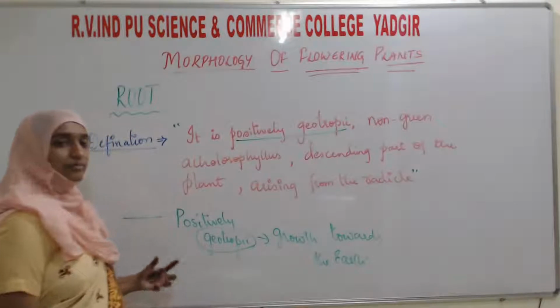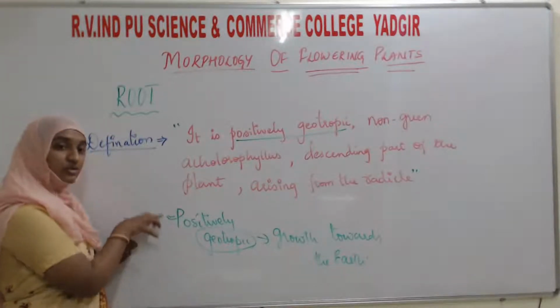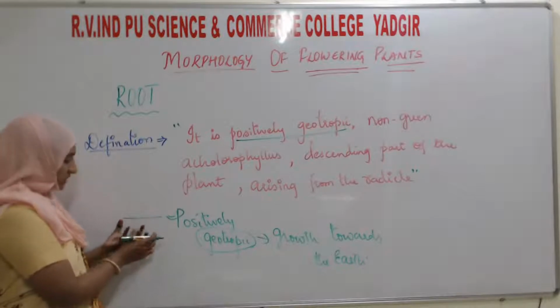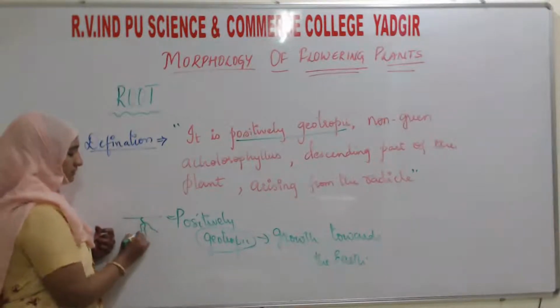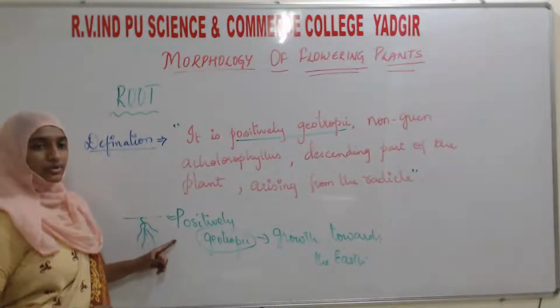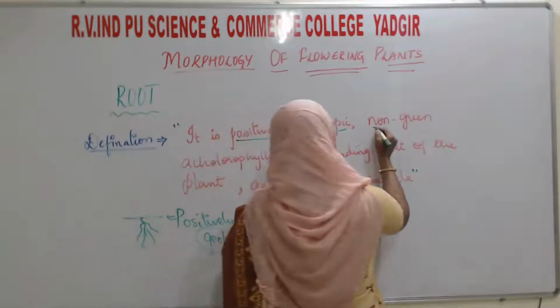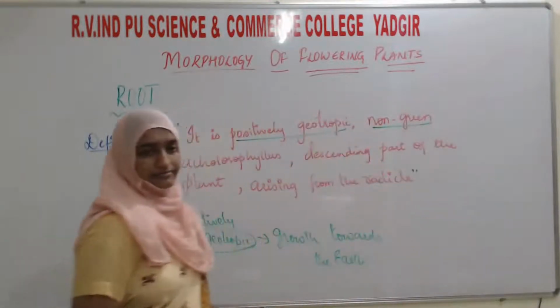Okay, so here positively geotropic means towards the earth, or it is taken under the earth. This is the first point about the root. Next thing, it is one of the non-green parts of the plant.